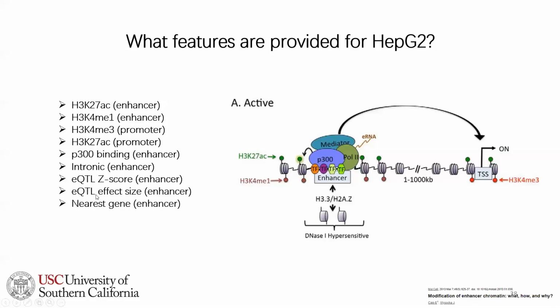So whether or not it's statistically significant, how much did it change? How much did it influence gene expression? So that's effect size. And then we also just recorded a yes or no if the enhancer happened to be, or if the target gene happened to be, the nearest gene or not. So those were the features we provided for HepG2, the main features.